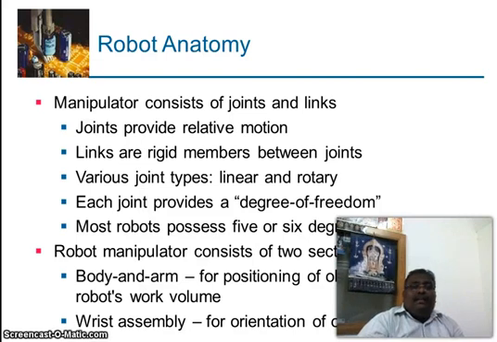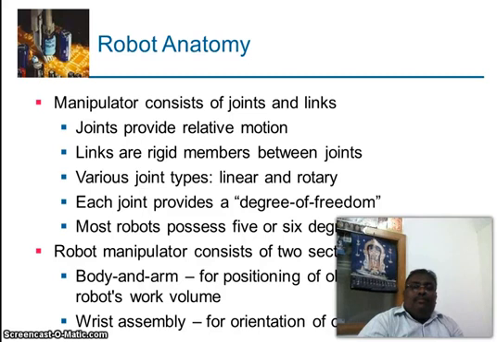Each joint provides a degree of freedom. That means each and every joint has a single degree of freedom. Most robots possess 5 or 6 degrees of freedom. So in that case, 6 joints will be there. If it is 5 degrees of freedom, in that particular manipulator we have 5 joints. If you go for 6 degree of freedom manipulators, in that manipulator we have 6 different joints.